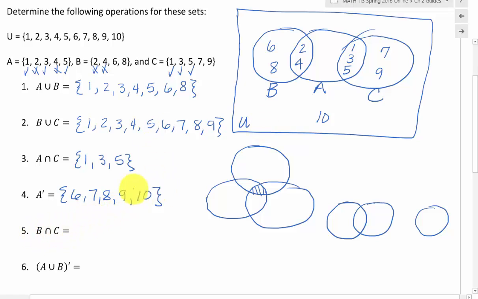B intersect C. So I'm looking at B and looking at C, and I want to know what's in common between those two. And we've been talking over and over, they have no intersection. So my answer is going to be the empty set in one of its two forms. You can choose.